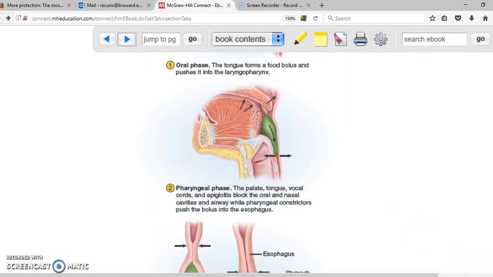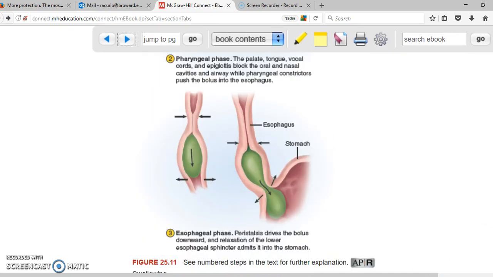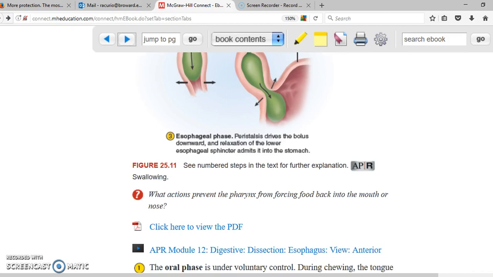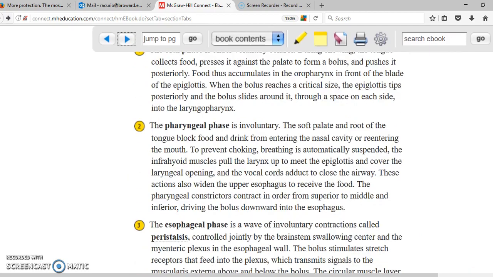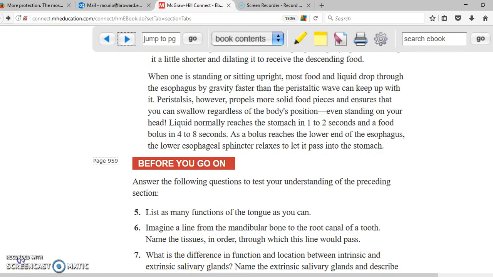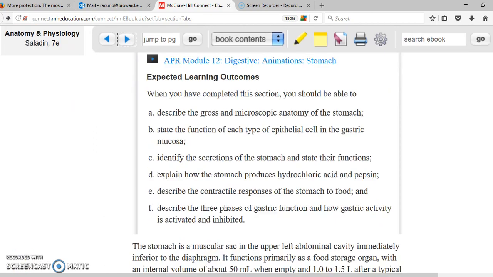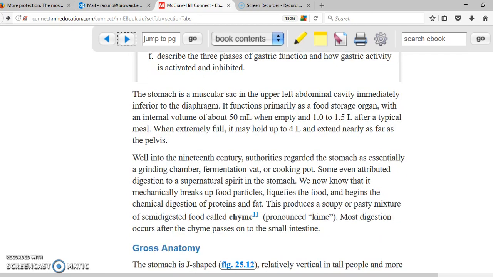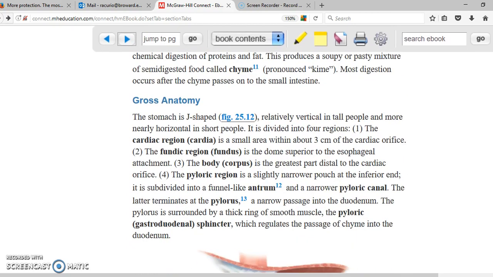That's the oral phase. Goes into your pharynx, pharyngeal phase, and then goes down into your stomach through the esophageal phase. So you keep scrolling down. You have in there the same things that I just mentioned, and then that's it for this item. The next item in this chapter is the stomach. We scroll down, and let's take a look at the anatomy of the stomach.